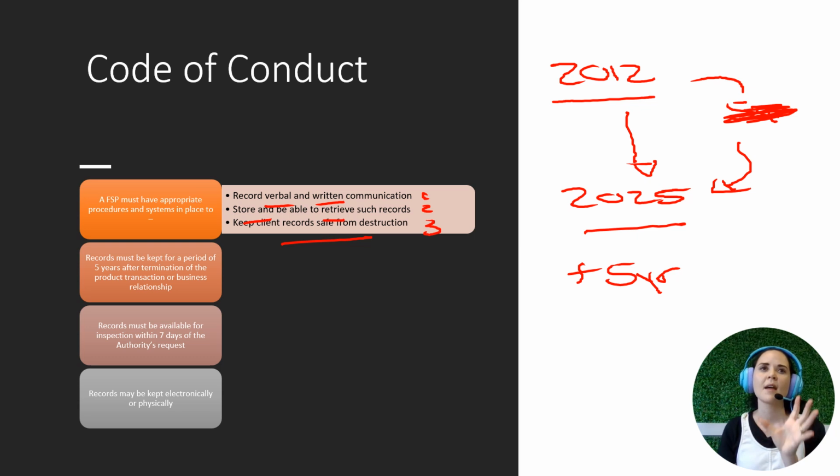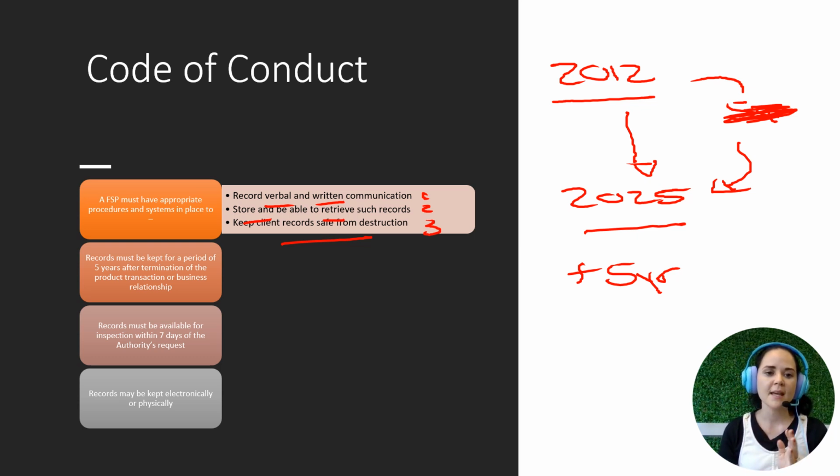If we are given a record keeping function in the exam, they're giving us a scenario telling us this is ABC Financial Services and this is how they keep records. And they want you to comment on the compliance of it, whether it is compliant or not. Then those are the 3 rules that we go to. Will this FSP be able to keep record of verbal and written communication? Store and retrieve those records. Keep client records safe from destruction. If we say no to any one of those three, that record keeping function is not compliant.